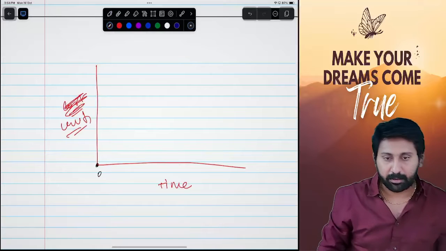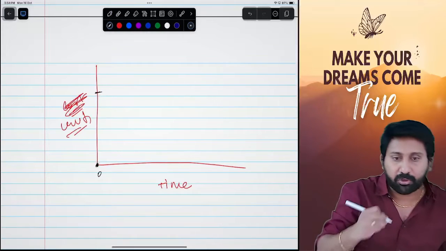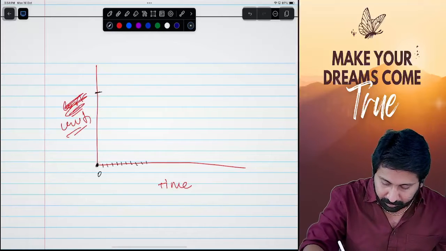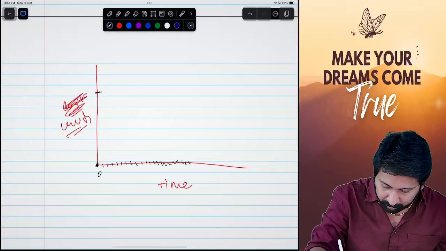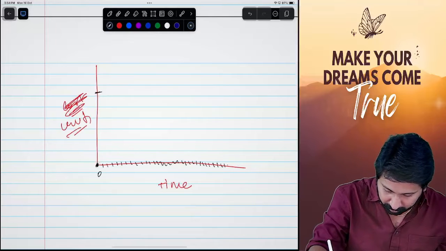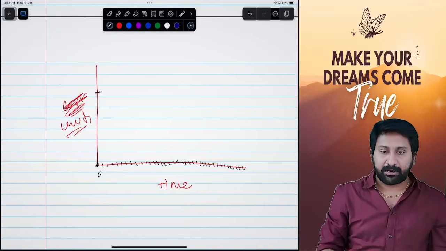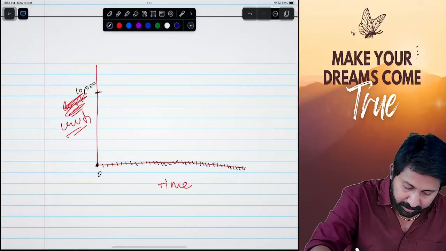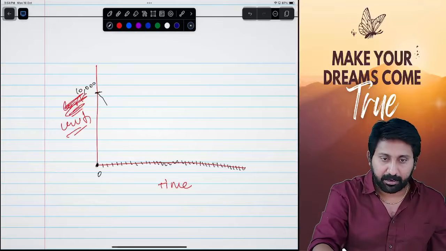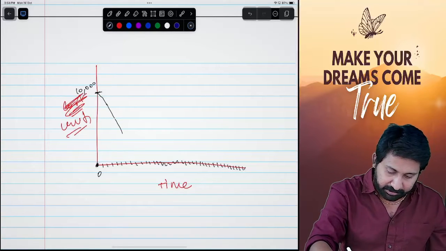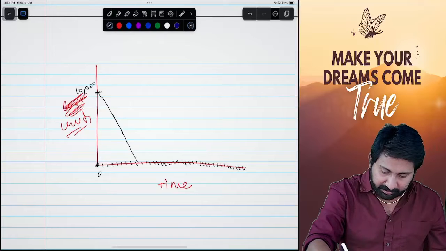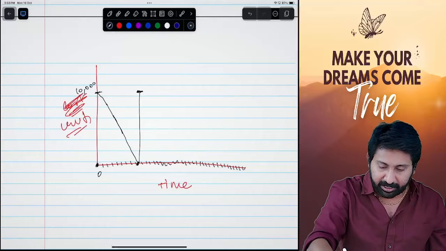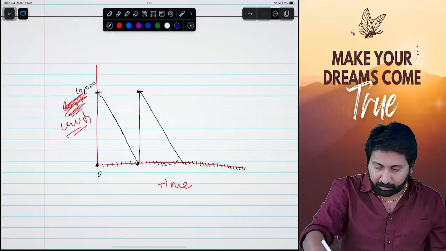Today, I started at 10,000 units. Time is passing by. From 10,000 units, slowly, one day consumption will happen, again consumption, again consumption. It will reach here. Again, I will order, reach 10,000 again. Again, I will come down like this.